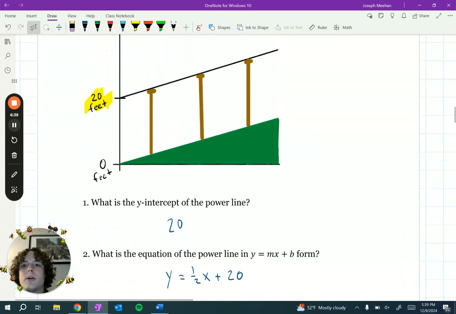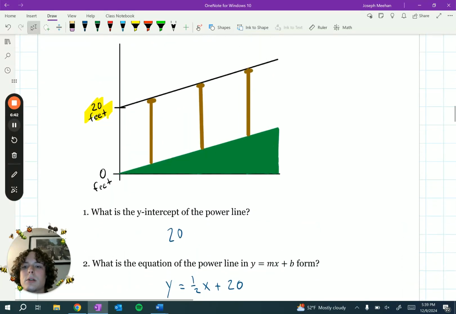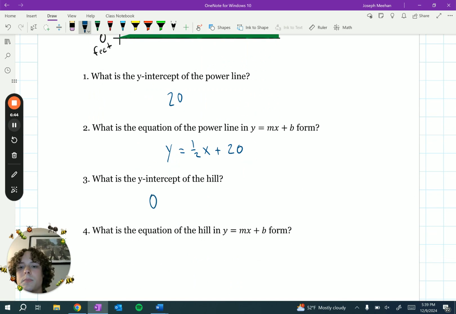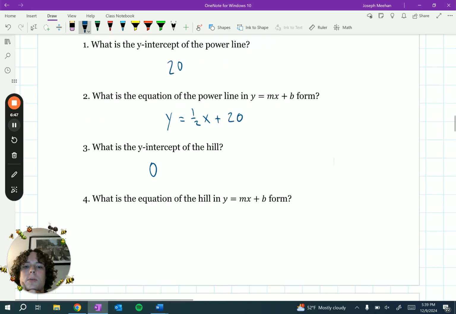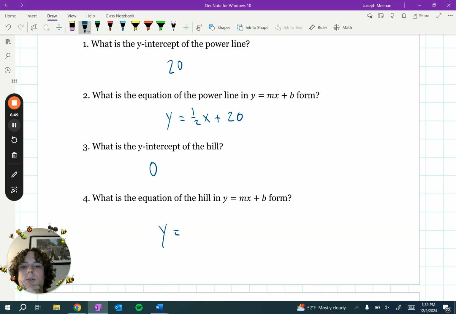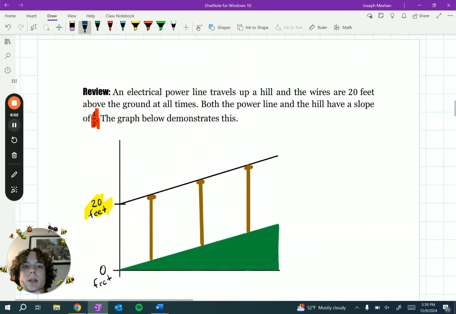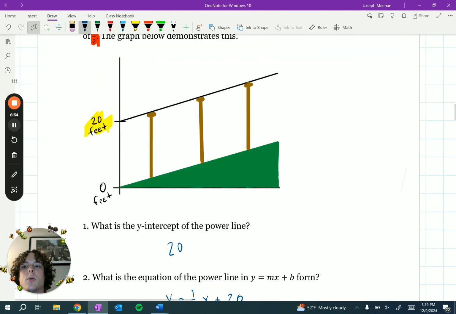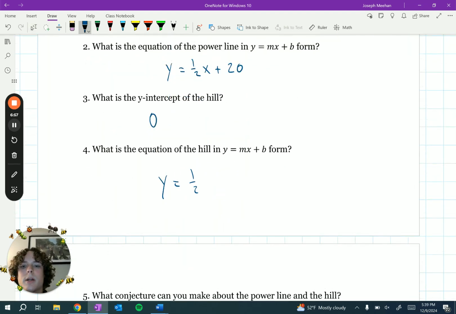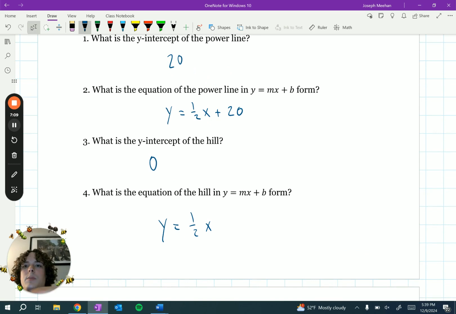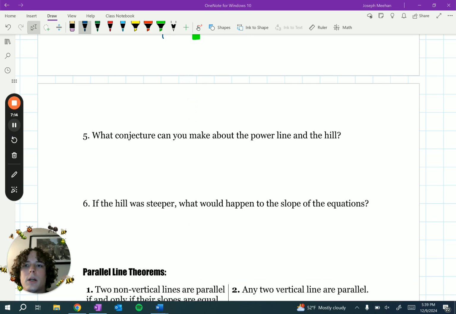Now, what's the y-intercept of the hill? Where does the hill intercept the y-axis? It looks like at 0 feet, so let's say 0. What's the equation of the hill in y equals mx plus b form? Well, let's write it out. y equals mx plus b. m here, it says the hill and the power line have the same slope. It's 1/2. So y equals 1/2 x plus 0. Or if you wanted to, you could just leave it as y equals 1/2 x, because 0 is the y-intercept. Make sense? So these two lines are parallel since they have the same slope. Same slope here, same slope here. Those lines are parallel.